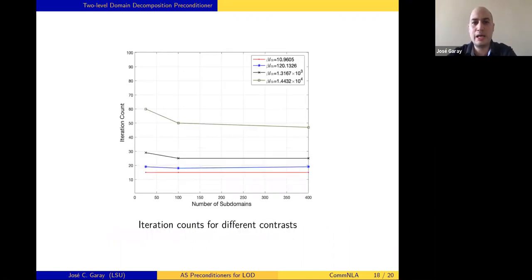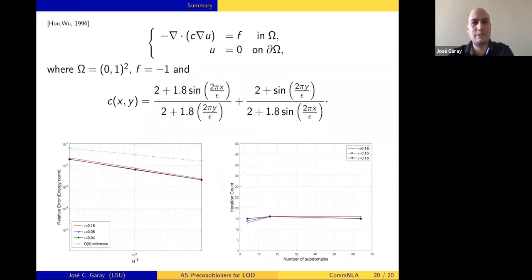This is just to show you how the iterations behave with the contrast. We try different contrasts, and the number of iterations is small. As I mentioned before, the bound that we obtained for the preconditioned system includes a factor that refers to the contrast. The contrast can be high, for example 10 to the power of 4, and still we get a small number of iterations.